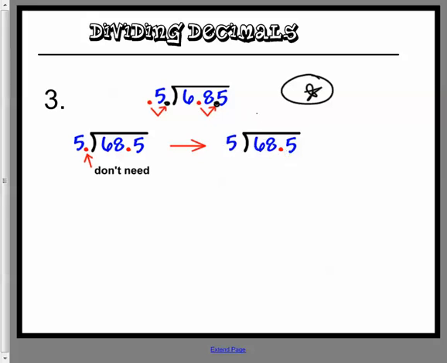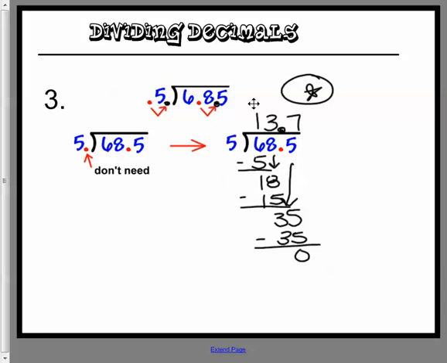And 5 goes into 6 one time. With 1 left over, bring down your 8. 5 goes into 18 3 times, which is 15. We have 3 left. Bring down your 5, but make sure that you also have your decimal point. 5 goes into 35 7 times because 7 times 5 is 35, and we're done. 13 7/10.